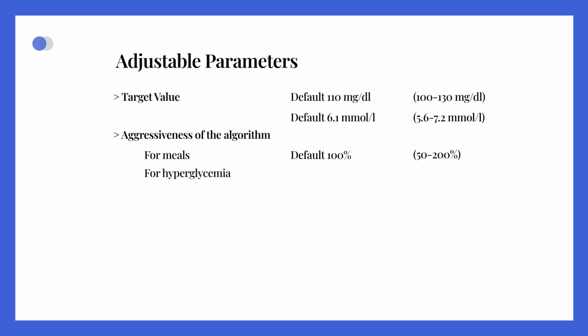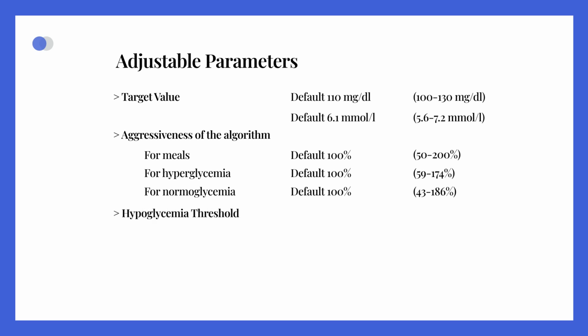Aggressiveness in hyperglycemia controls the response to high glucose levels. The default value is 100%, and it can be adjusted between 59% and 174%. Increasing or decreasing this parameter affects the frequency of autocorrection boluses. Aggressiveness in normoglycemia modulates basal insulin delivery during normal glucose levels. The default value is 100%, and you can adjust it between 43 and 186%. Modifying this parameter makes the modulation of basal insulin more or less aggressive.